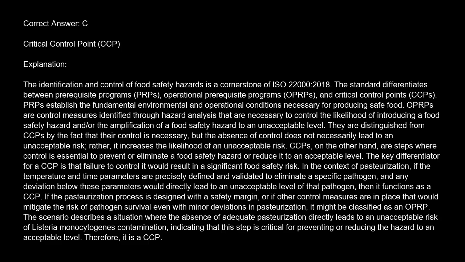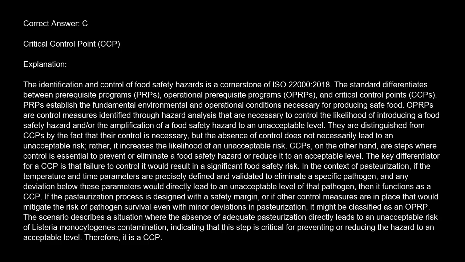They are distinguished from CCPs by the fact that their control is necessary, but the absence of control does not necessarily lead to an unacceptable risk. Rather, it increases the likelihood of an unacceptable risk. CCP, on the other hand, are steps where control is essential to prevent or eliminate a food safety hazard or reduce it to an acceptable level. The key differentiator for a CCP is that failure to control it would result in a significant food safety risk.